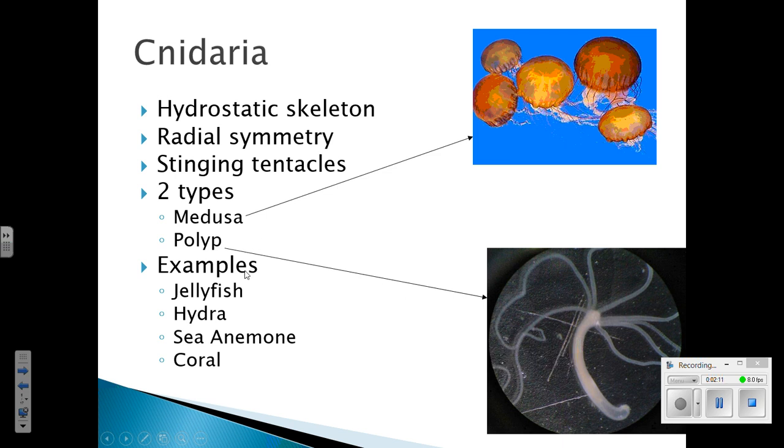Okay, and then actually one of the interesting things about the cnidaria is they can convert between these two phases and pretty much live infinitely because they're always in one of these two phases. Some examples are the jellyfish, hydra, which are freshwater invertebrates. They're tiny, microscopic. The sea anemone and certain corals are also cnidaria.